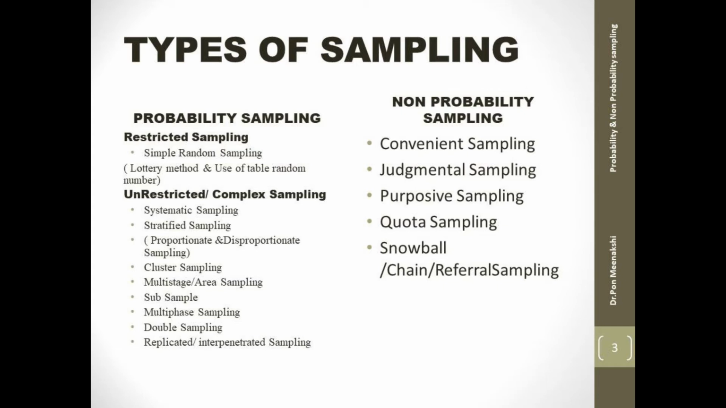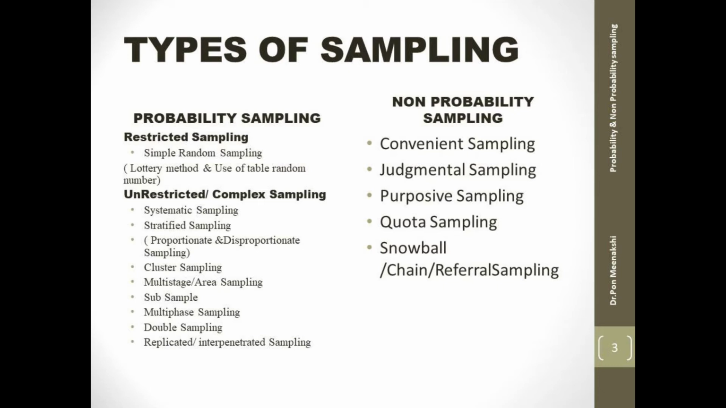The next one is multi-stage or area sampling. Multi-stage: in the first stage, states can be considered. In the next stage, you can select a particular district. In the next stage, you can take a particular geographical area, a city. It is termed multi-stage: country-wise, then state-wise, then district-wise, then a particular place. This is multi-stage sampling, and it can also be area sampling.